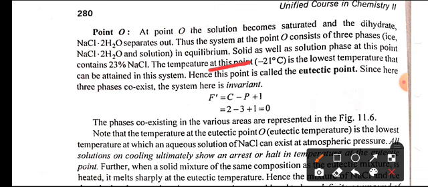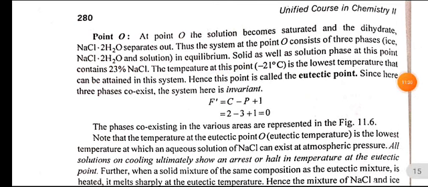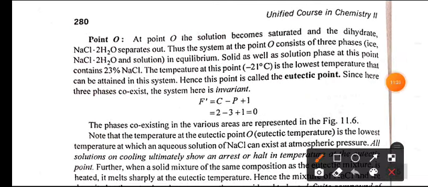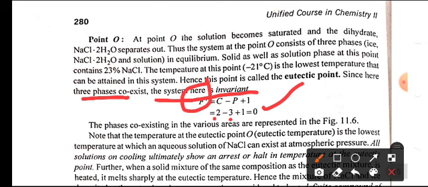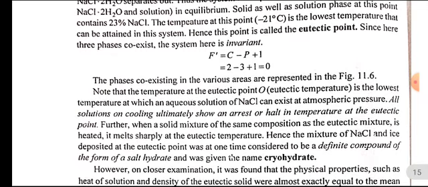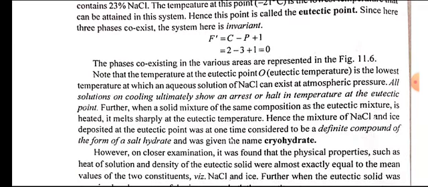Why is it the eutectic point? Since here three phases coexist and the system is invariant, that is zero variant. Here the number of components is 2 and the number of phases is 3, so the number of degrees of freedom is 0. This is invariant. The phases coexisting in these various areas are represented.